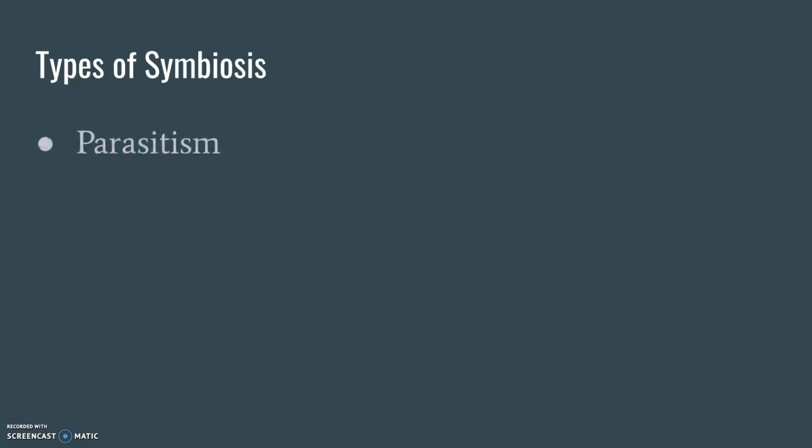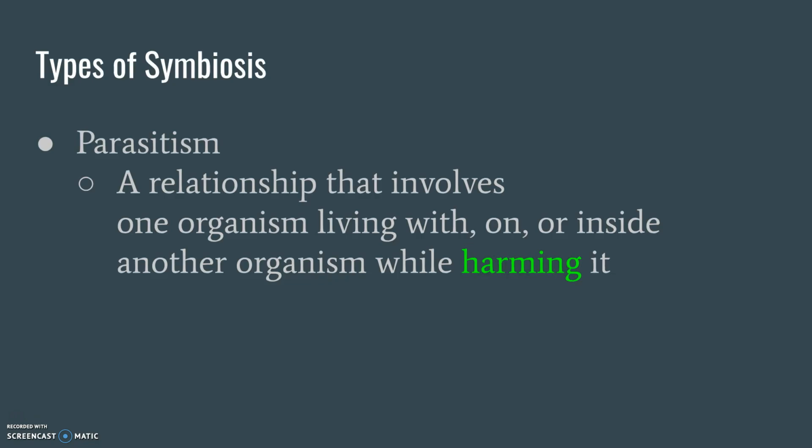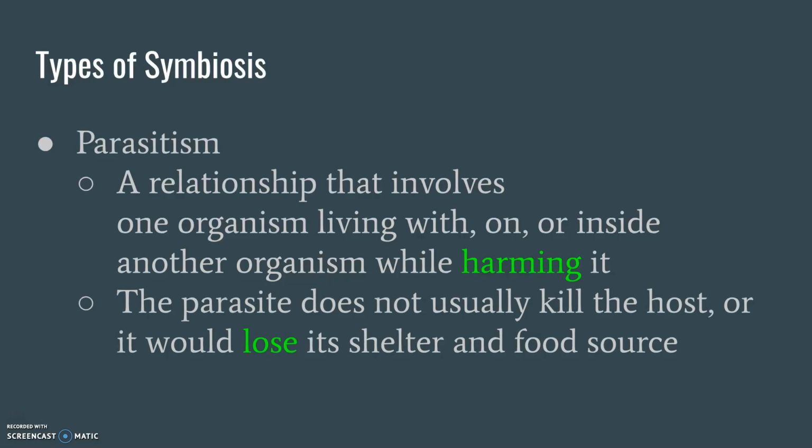And last but not least is parasitism. Back in our classification unit, we talked about parasites when we talked about worms. Tapeworms are parasites. Some roundworms, ascarids, those are all examples of parasites. So it is a relationship that involves one organism living with, on, or inside another organism while harming it. So the parasite usually doesn't kill the host, or it's actually going to lose its food source.